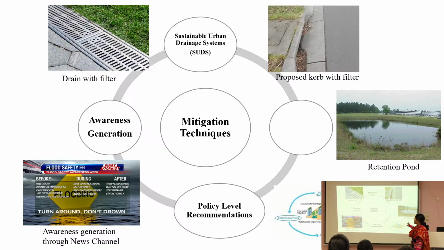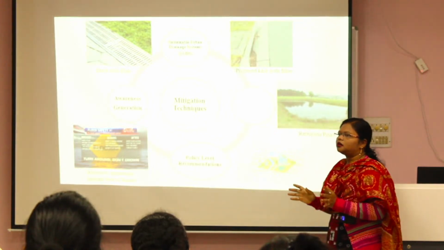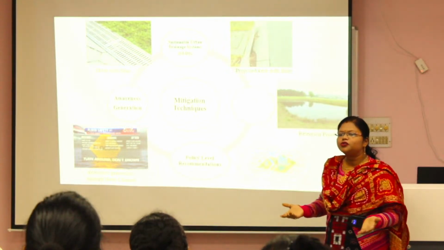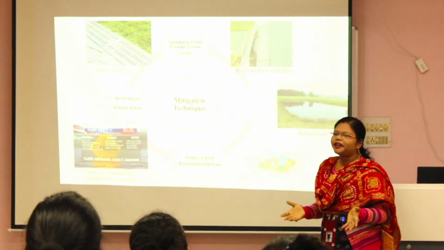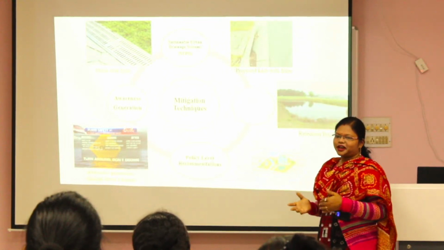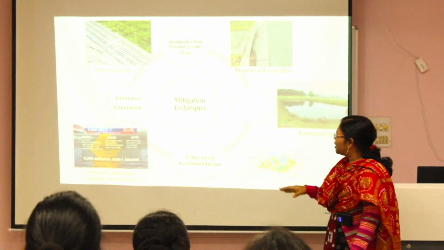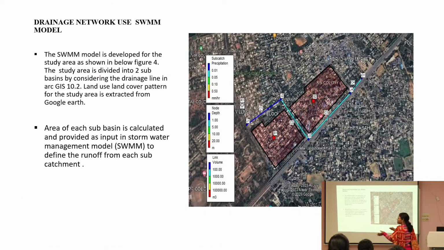Next is the policy level recommendation, according to the hydrological cycle, how urban flooding happens. That is also a major thing. Next is awareness, so in news also you will be made aware not to build structures and to save the land. This awareness will be done. This is the general thing for mitigation. Then next we will go for the drainage network.